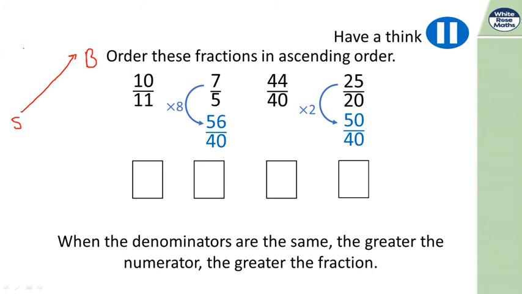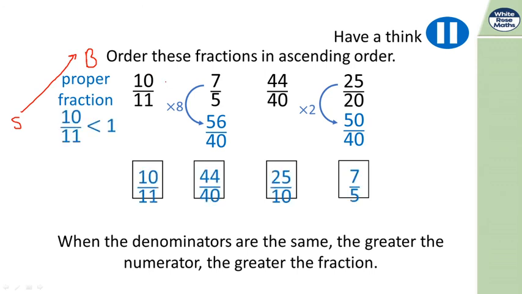Now let's have a look at this one. 10 elevenths. This is a proper fraction. Remember, a proper fraction is where the numerator is smaller than the denominator, which means it's worth less than 1. These ones, the top is worth more than the bottom. The numerator is bigger than the denominator. So these are all improper fractions. These are all worth more than 1. This has to be the smallest fraction. It's the only one worth less than 1.